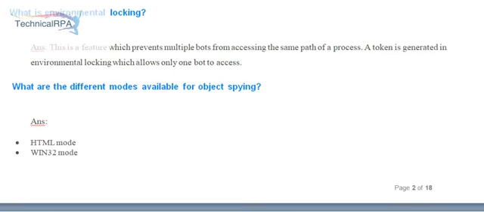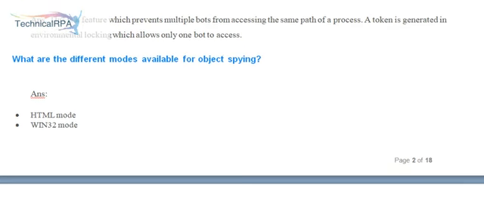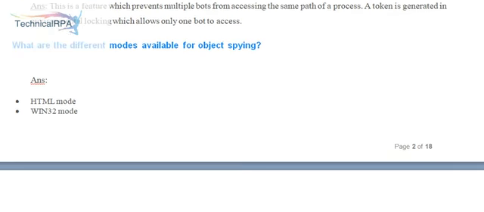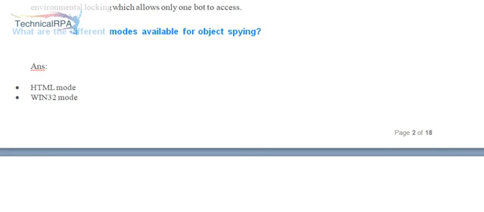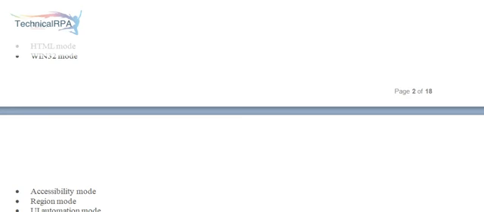What is environmental logging? This is a feature which prevents multiple bots from accessing the same path of a process. A token is generated in environmental logging which allows only one bot to access.